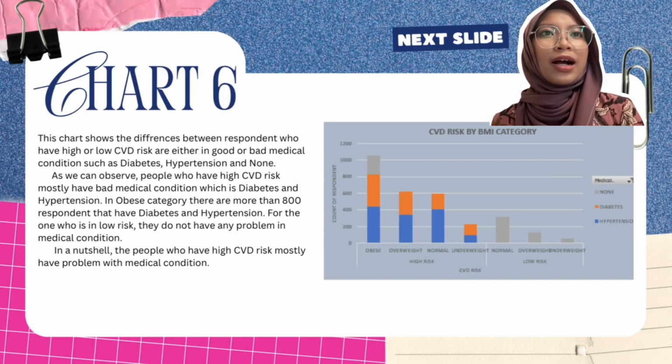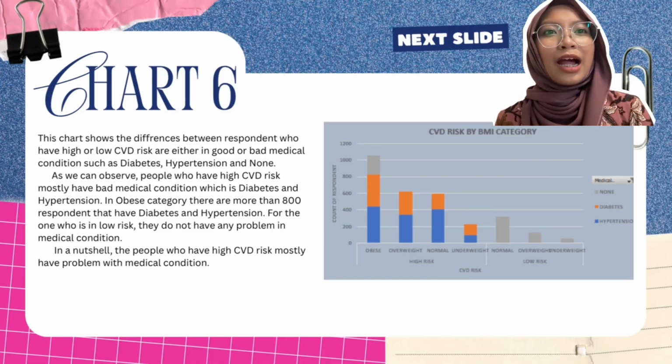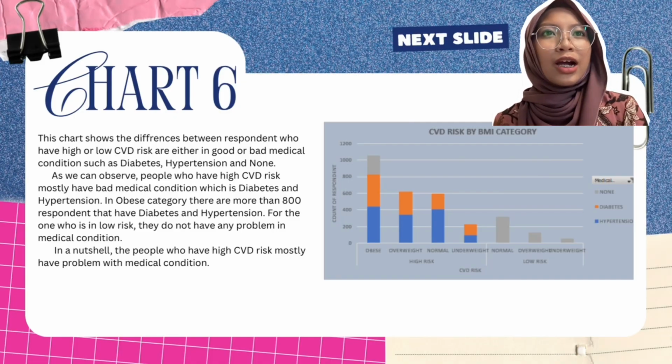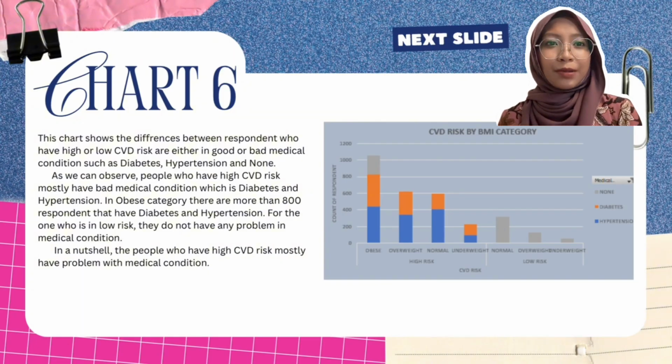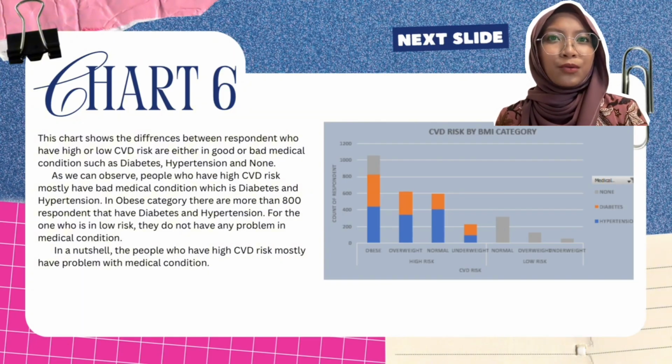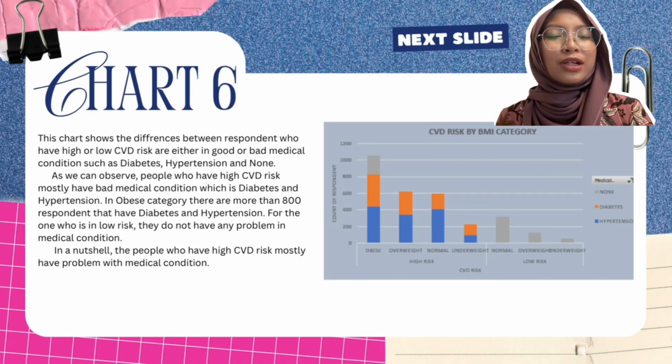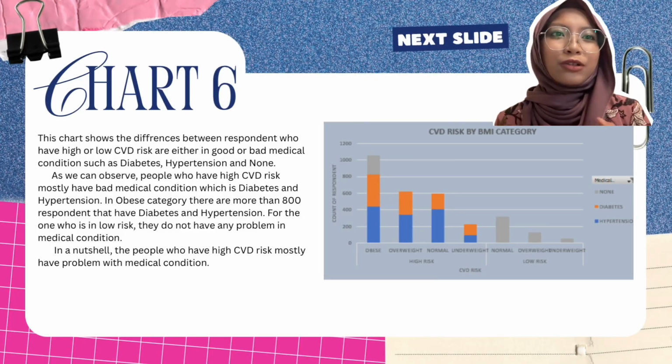As we can observe, people who have high CVD risk mostly have bad medical conditions, which are diabetes and hypertension. In the obese category, there are more than 800 respondents that have diabetes and hypertension. For those in low risk, they do not have any problem in medical condition. In a nutshell, the people who have high CVD risk mostly have problems with their medical condition.